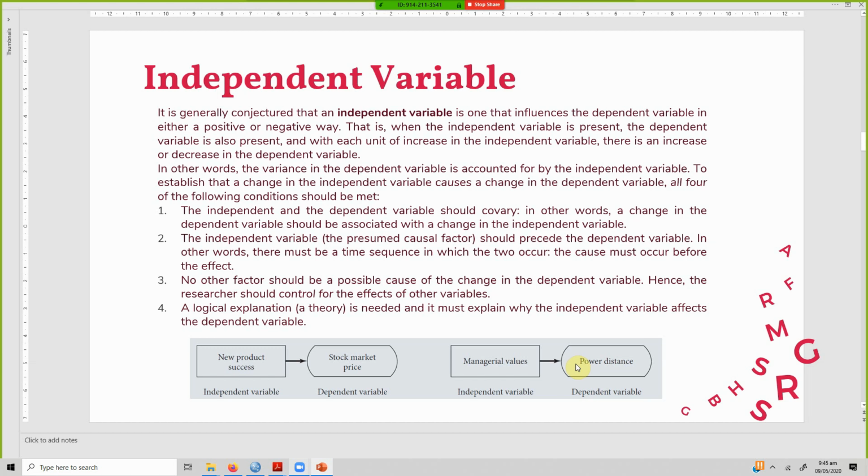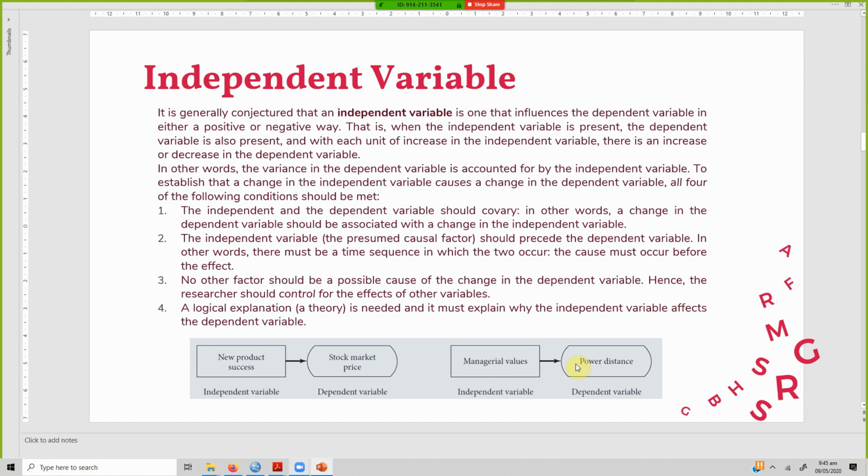The independent variable, which is the presumed causal factor, should precede the dependent variable. In other words, there must be a time sequence in which the two occur. The cause must occur before the effect. So if I change the independent variable, only then would the dependent variable change.